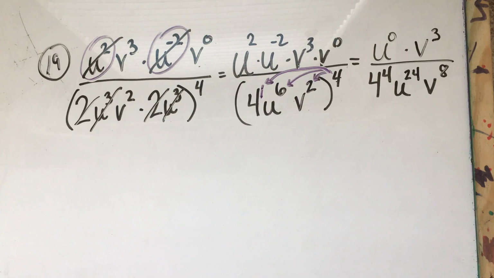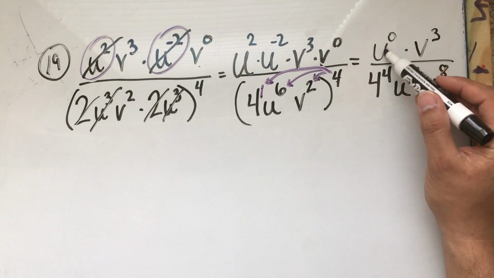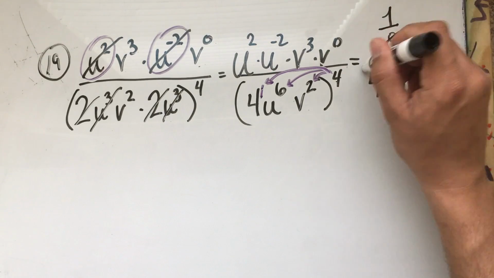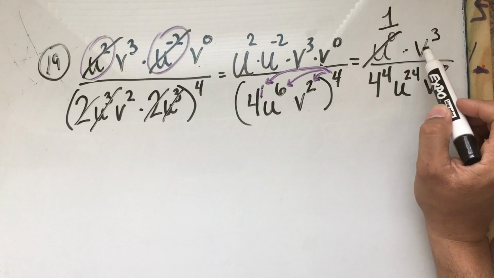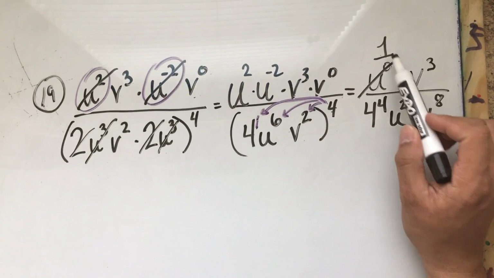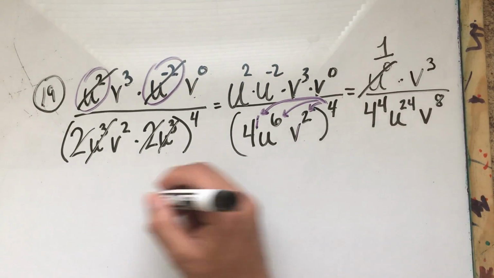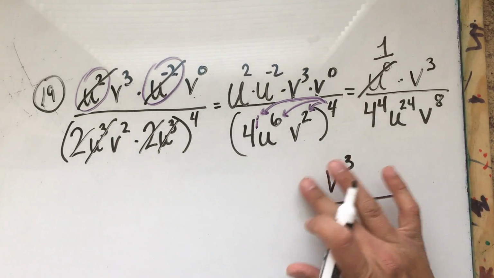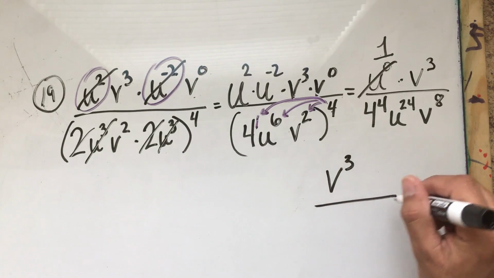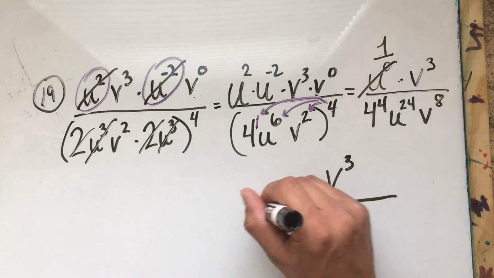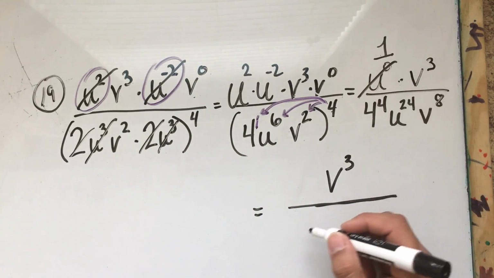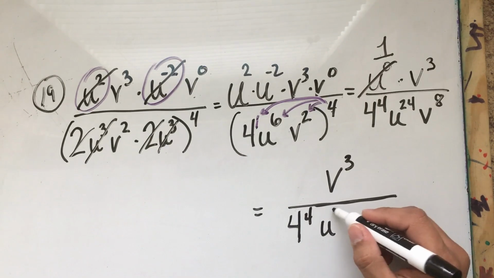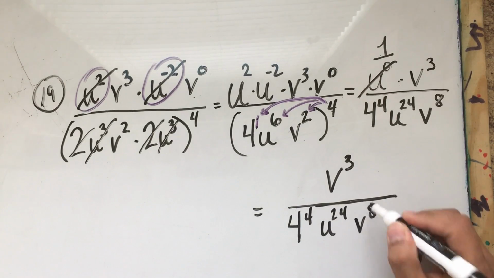So our v doesn't change much, but I do realize that I have a u to the 0, and anything to the 0 power is 1. So that pretty much is gone. 1 times v to the third, right? 1 times v to the third, that's still going to be v to the third. Oops, let me write this a little different. All right, so in the denominator, I have 4 to the 4th, u to the 24th, and v to the 8th.